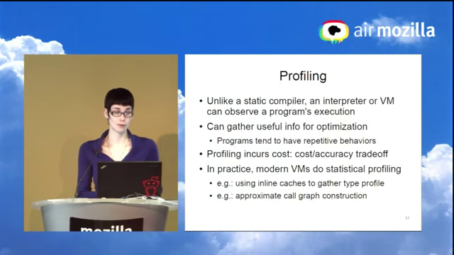Unfortunately, there's a cost to profiling, so when the virtual machine is probing at the program, it needs to take some amount of time to do this, and so there's a cost/accuracy trade-off. And what happens is that modern virtual machines in practice do what's called statistical profiling. So they'll profile some of the execution to gather some kind of an approximation, like build an approximate call graph or an approximate profile of the types of values. But the idea is just to use this information to make smarter optimization decisions, generally.